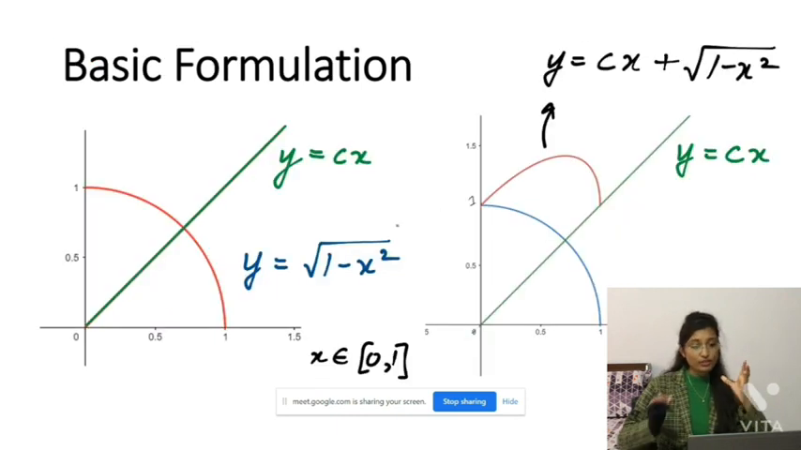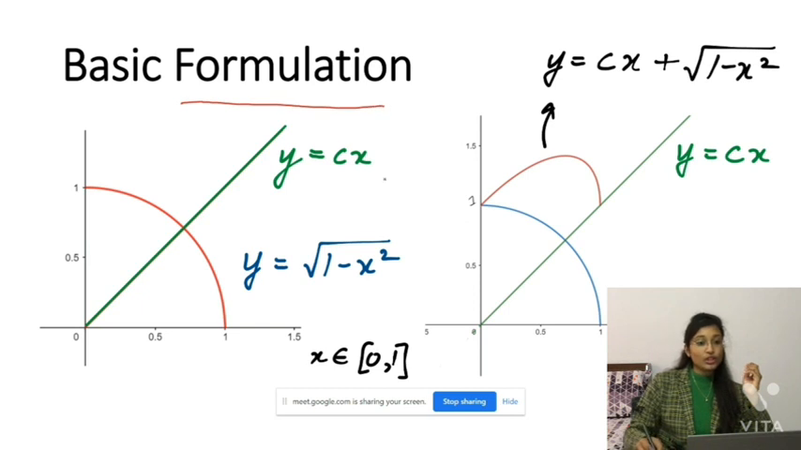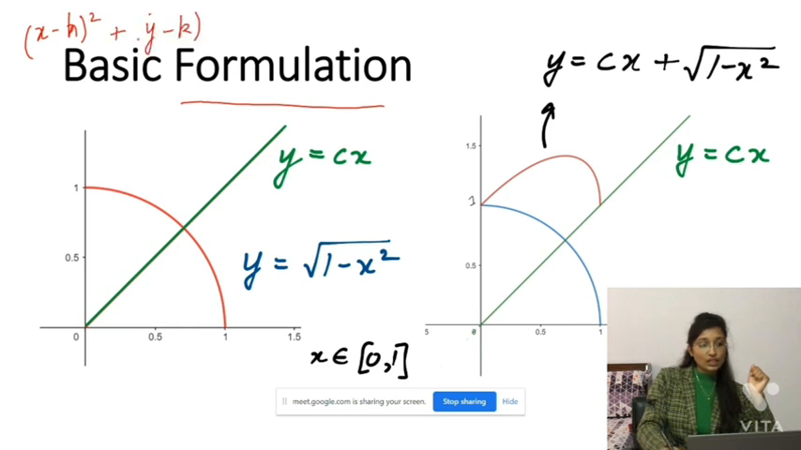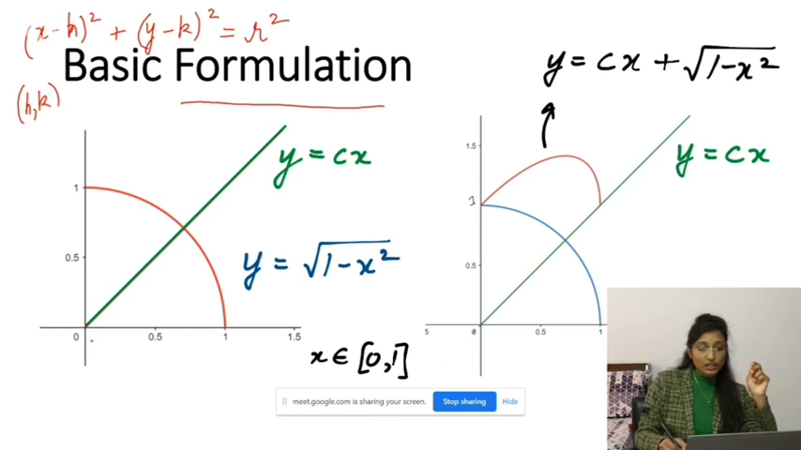Now, what is the basic formulation to develop a heart? We all know that we have a circle equation, that is (x minus h) whole square plus (y minus k) whole square is equal to r square, which is a circle centered at (h, k) with radius r. So we are taking a unit radius circle, that is its radius is 1 as you can see, and we are taking its quarter circle.